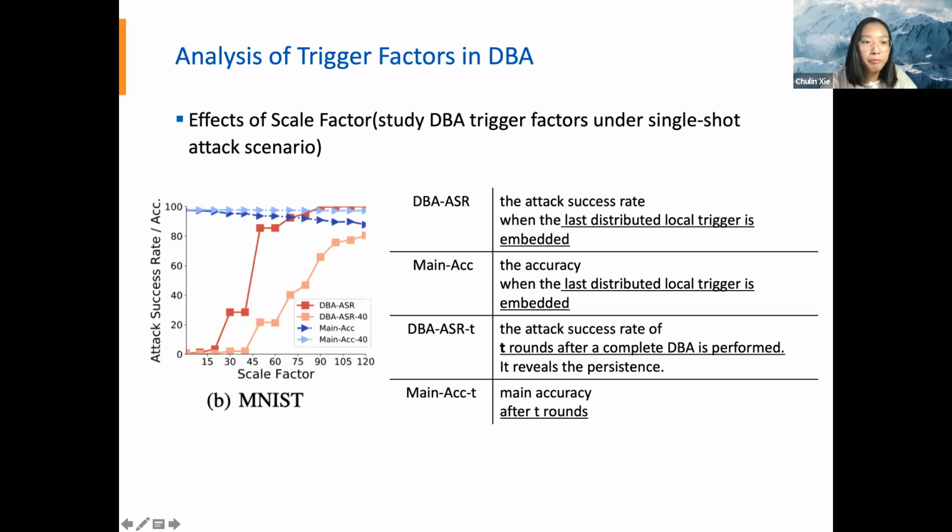If we look at the effect of the scale factor, a large scale factor alleviates the aggregating impact of the central server on DBA, which leads to a more influential and resistant attack performance, but also causes the main accuracy of the global model to descend in the attacking round for the MNIST dataset. In addition, using a large scale factor results in a malicious update that is too different from other benign updates, and it's easier to detect based on the magnitude of the parameters or gradients. So therefore, there is a trade-off in choosing the scale factor.